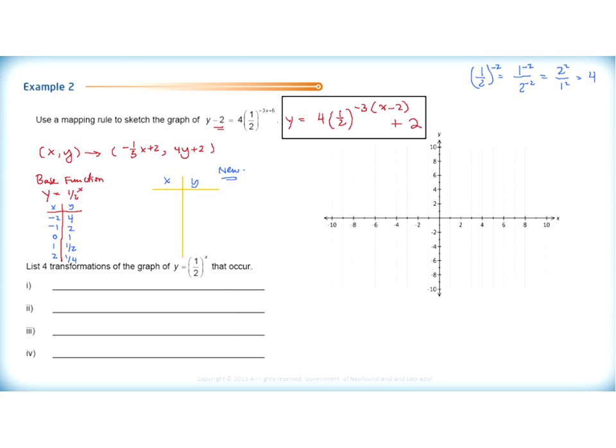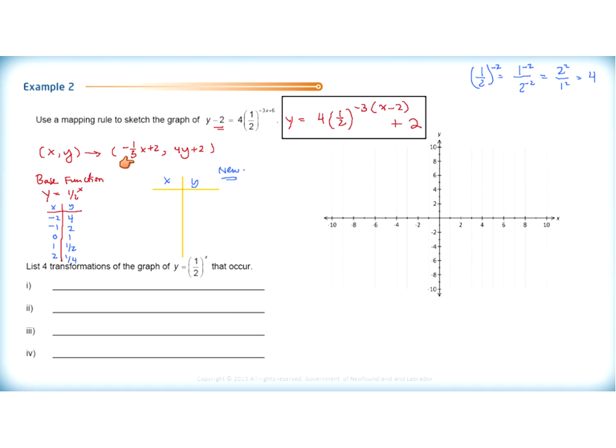So here's the new function. All I simply need to do is take the table of values that I have here, these values of x and y, plug them into my mapping rule, and see what the result is. So if I plug in -2, 4 into my mapping rule, x is -2, y is 4.